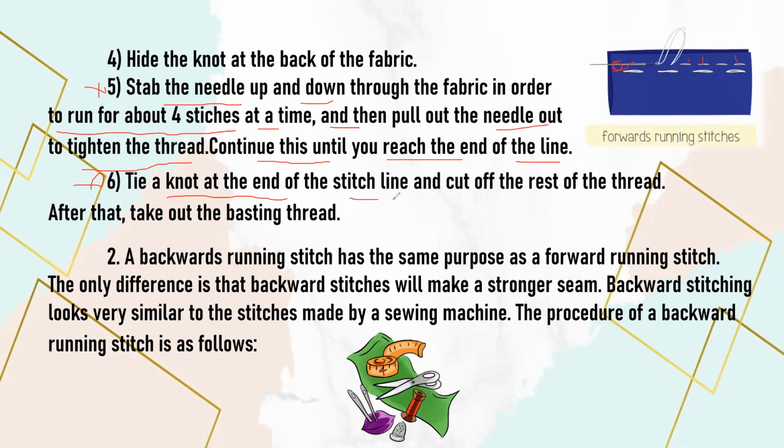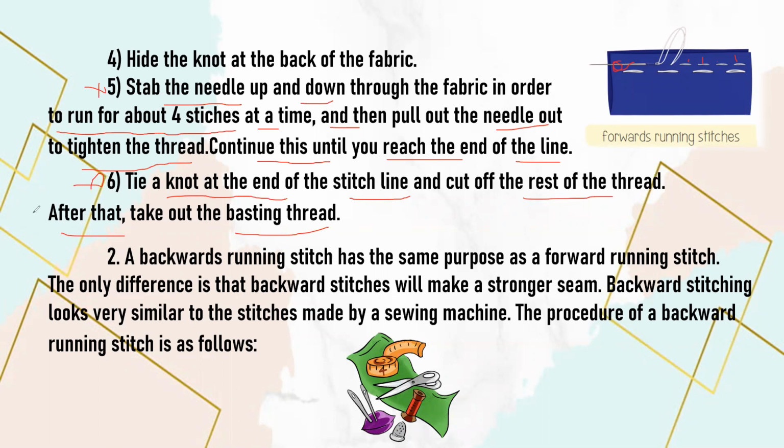Now number six, tie a knot at the end of the stitch line and cut off the rest of the thread. After that, take out the basting thread. So when we are done, we come to our end line. So what we have to do, we have to tie a knot, make it like a lock, right? The thread at the end of the stitching line.